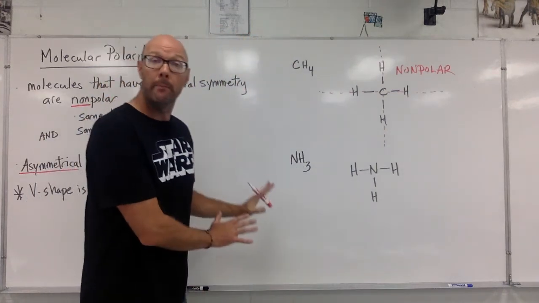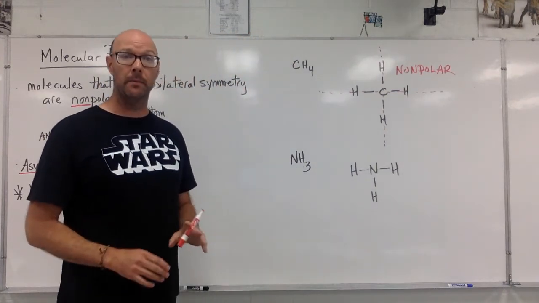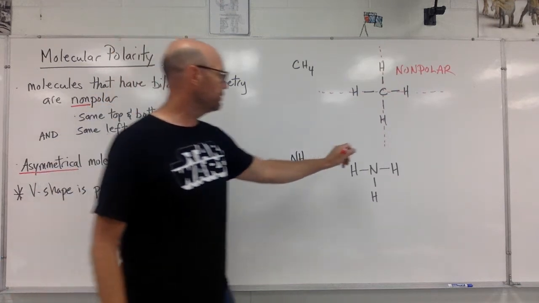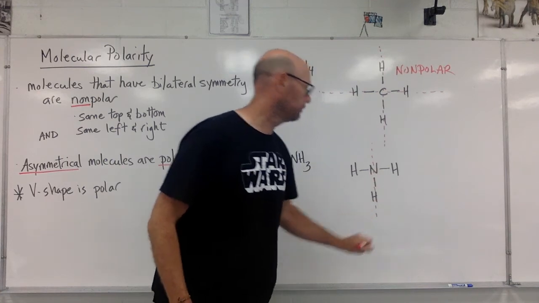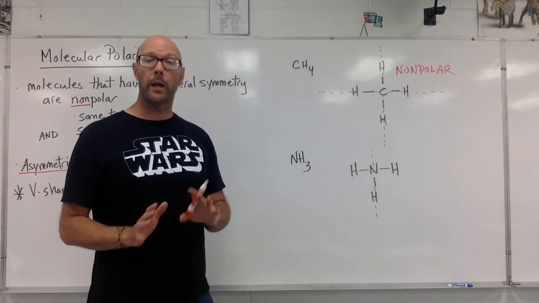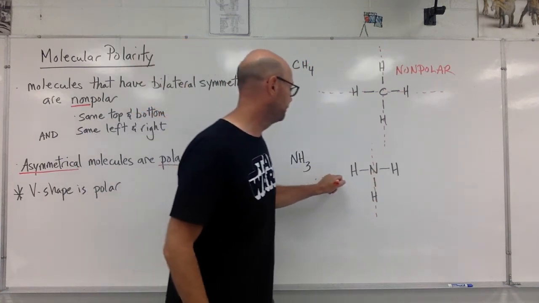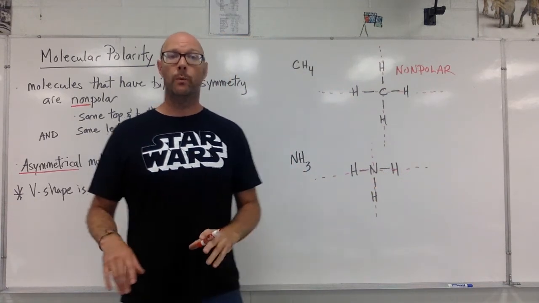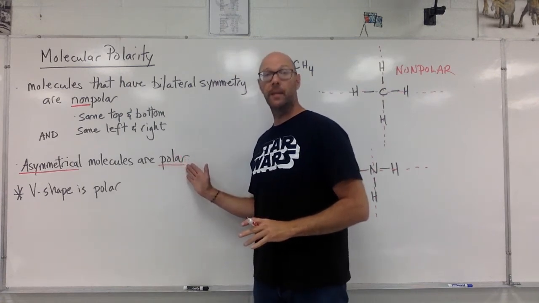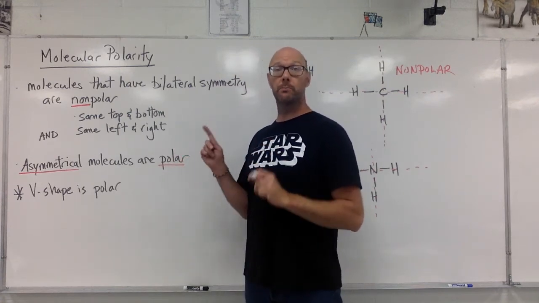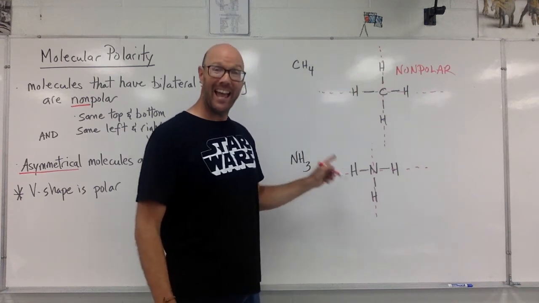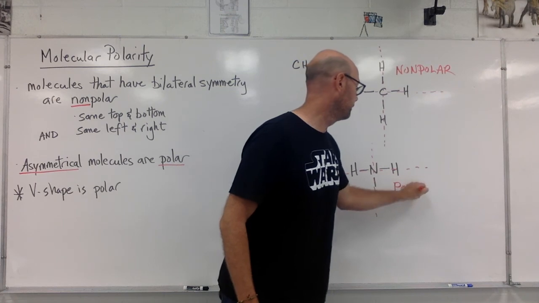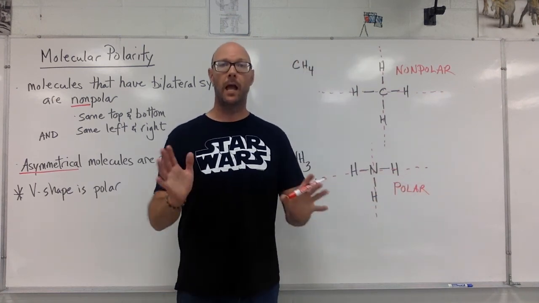How about ammonia, NH3? I don't need the 3D shape. Structural diagram is enough. How about the left and right hand sides? They are the same. But what about the top and the bottom? Not. The top and bottom are not the same. We have an asymmetry. It is polar. Symmetrical, nonpolar, asymmetrical, polar. And I hope that helps.